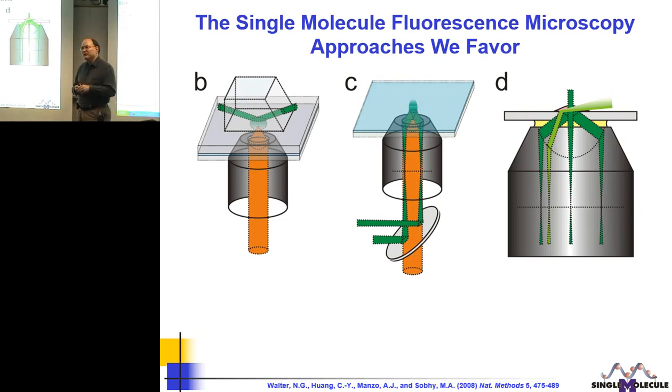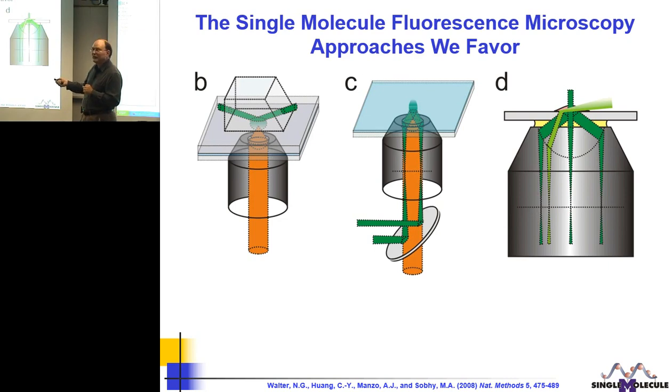So the tools that we employ, single molecule tools, allow you to get down to the concentrations that matter biologically inside the cell. And there are a few ways in which you can do that. In principle, in all cases, we need to restrict the volume in which we observe the cells. And we can do that in a number of different ways.